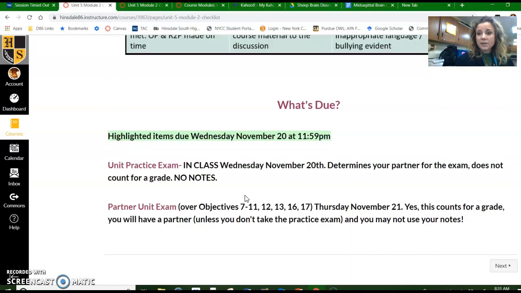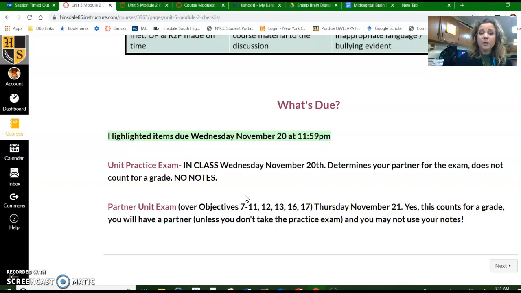All right, and then here is a final summary about what's due when. So highlighted items in green are due on Wednesday, November 20th at 11:59 p.m. Those are the only things that I'm actually asking you to submit to me for collection. You're going to have a practice unit exam in class on Wednesday, November 20th. This determines your partner for the exam. It does not count for a grade, and no, you cannot use your notes.